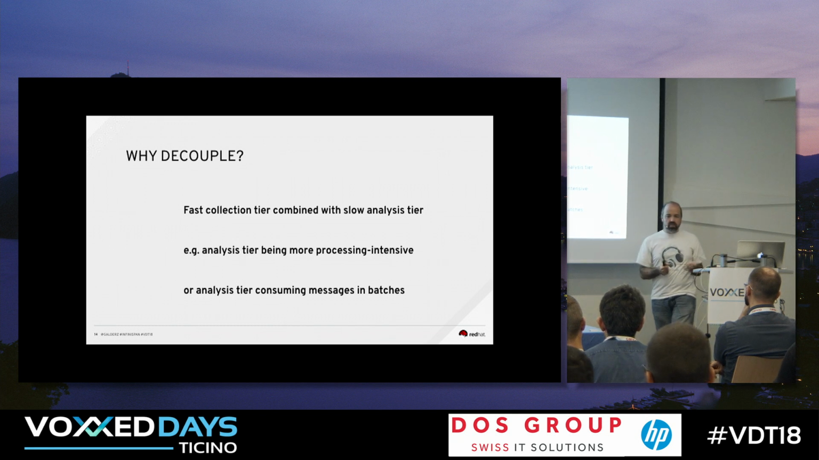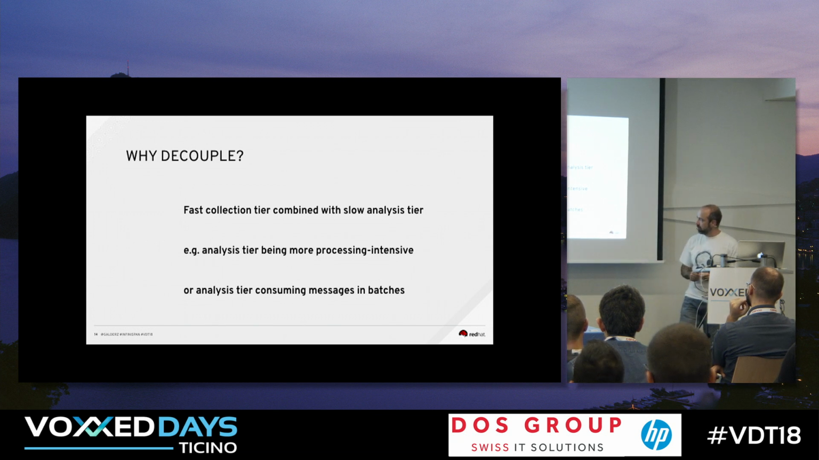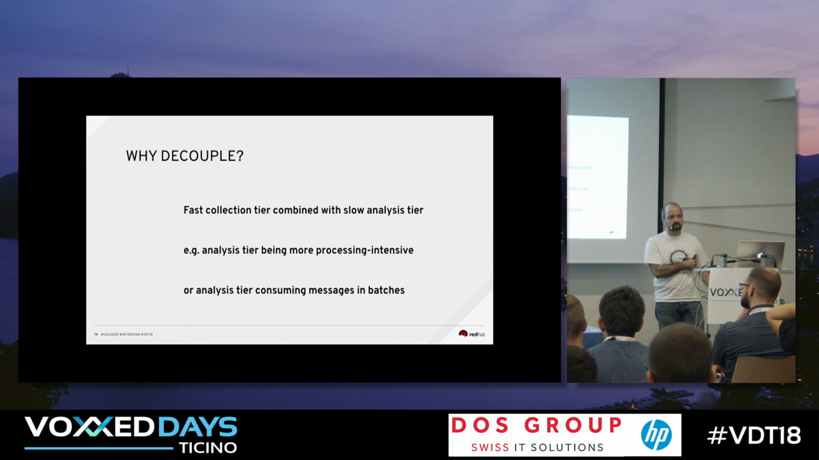Why is this the case? Analysis is often more processing intensive, so it can be slower than just reading data, parsing it, and pushing it to the next layer. Or you might have situations where the analysis tier is not analyzing things immediately. So you might do it in batches, right? It might take hourly data, analyze that, or maybe daily, etc. Normally, for a streaming architecture, you want to do it in real time.